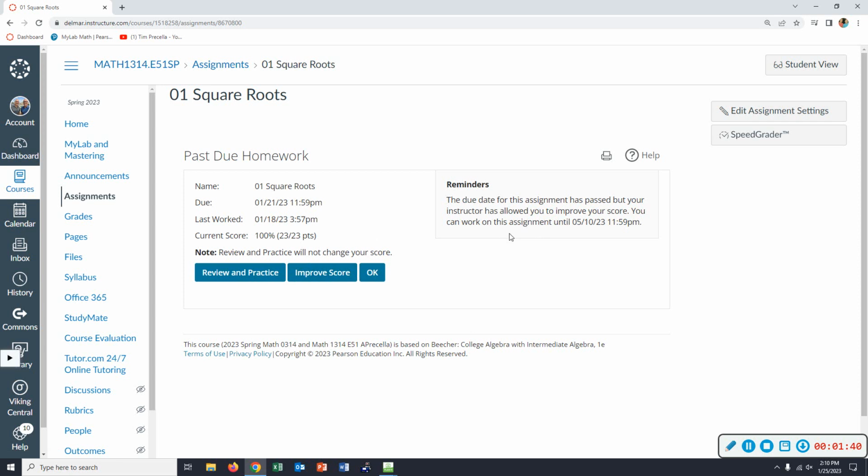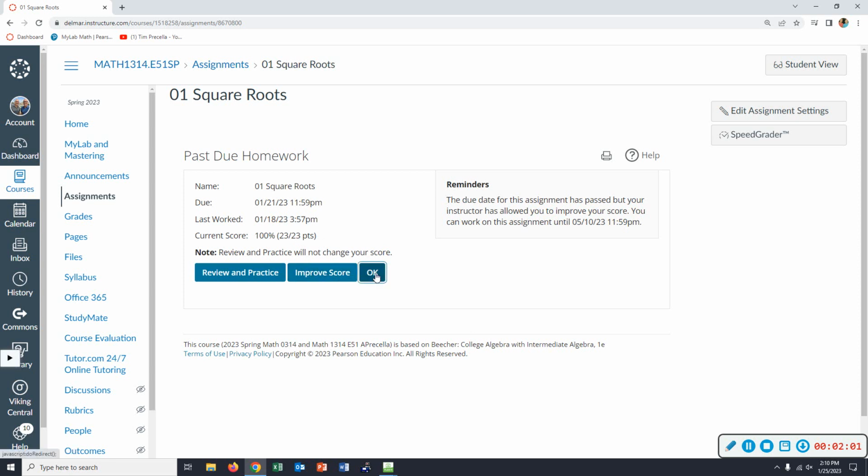Okay, once the due date is passed, it asks you, what do you want to do? Improve your score or review and practice? If you click Review and Practice, it's not going to change your grade. You have to say Improve Score, but for me, since I have 100 on it, it would be meaningless for me to click on Improve Score.